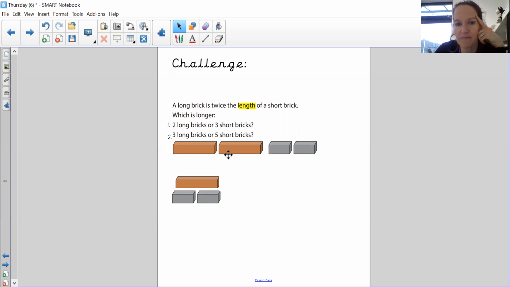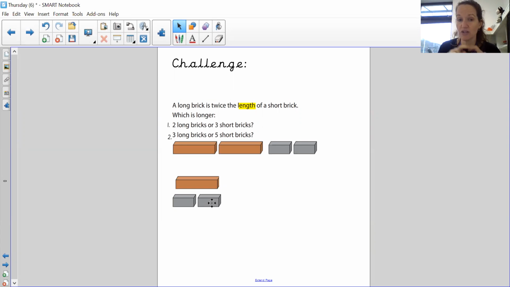So you're going to have to think. If I had 2 of these long bricks, and then I laid down here 3 short bricks, so there's 2, and if I put another one, which would be longer? So which is longer? 2 long bricks or 3 shorter bricks? So that's question 1. Then question 2 says, which is longer? 3 long bricks or 5 shorter bricks?